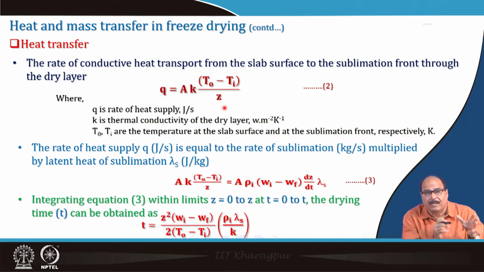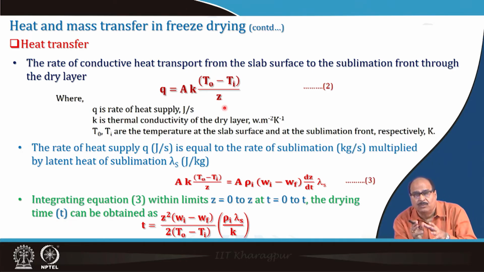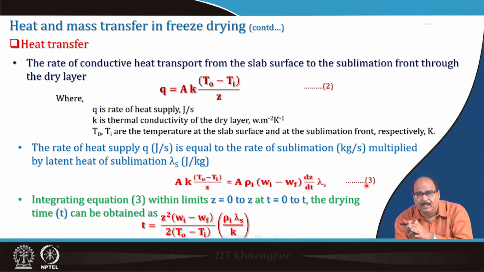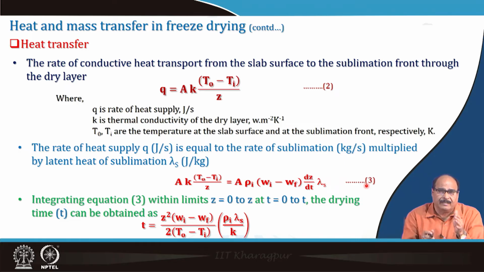So, the rate of heat supply, Q, is equal to the rate of sublimation multiplied by the latent heat of sublimation, and accordingly this is equation 3. Integrating equation 3 within the limits z from 0 to z and t from 0 to t, the drying time t can be obtained as t = z² (wi − wf) / 2(t0 − ti) times ρI λs / k. So, this is the steady state condition. Drying time one can calculate using this figure.